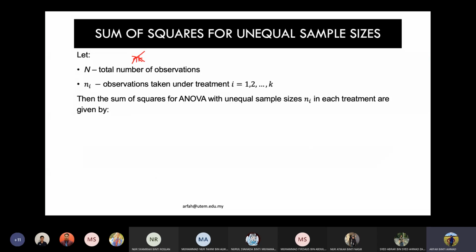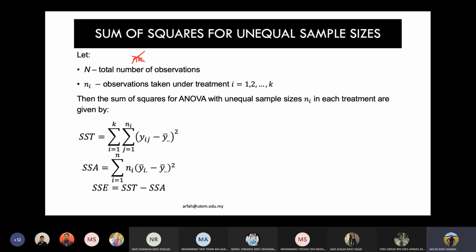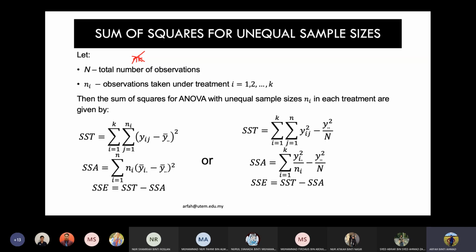And then the sum of square for Anova with unequal sample size NI in each treatment are given by this one. Okay. So SST sama dengan summation for each reading YIJ tolak the grand average Y bar dot dot kuasa 2. And SSA sama dengan taking summation for each average minus the grand average kuasa 2, darabkan dengan NI bagi setiap treatment number. Okay. So SSE sama dengan SST tolak SSA. Or you can also calculate by using this formula. Taking each reading kuasa 2 tolakkan dengan grand total kuasa 2 bagi N and then totalkan the whole.